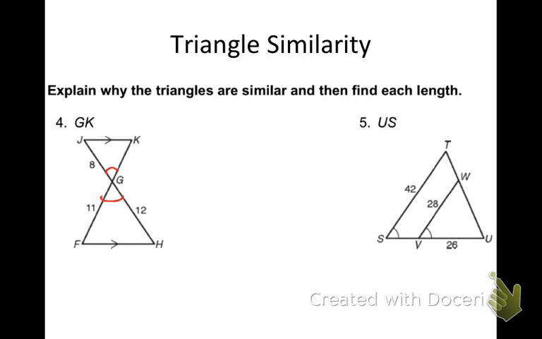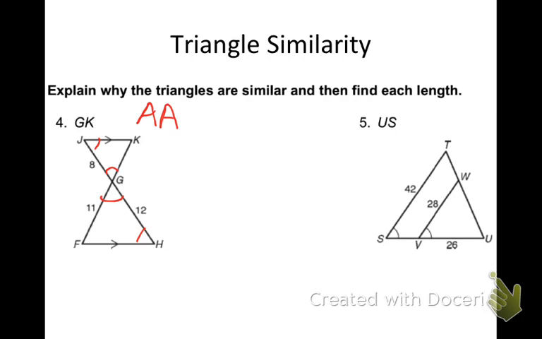So if they're parallel, what do I know about these angles right here? They're congruent. What type of shortcut would that be? They're congruent because of alternate interior angles. And then I also know that F is the same as K because of alternate interior angles. So when I look at this, my triangles are similar because of what shortcut? AA. Okay, because the angles are the same, I get triangle similarity AA.